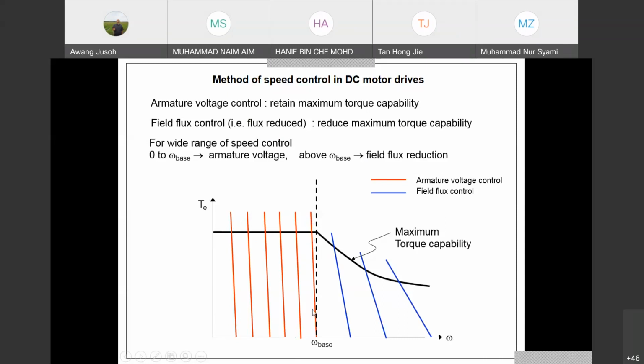Voltage rated represents base speed. Understand? For example, here you got the motor I just mentioned, 200 volt. So here is 10 volt, 50 volt, 70 volt, 100 volt, 150, 200 volts. Okay, this represents the rated voltage. So rated voltage will produce the rated speed.